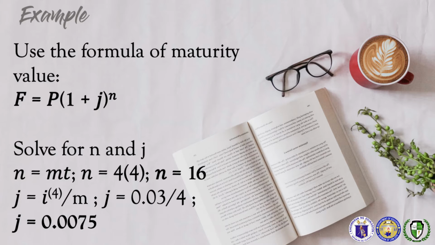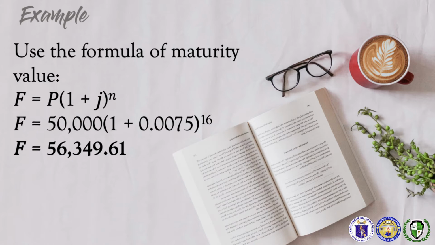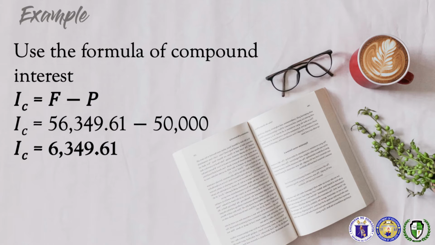J is equal to I raised to 4 divided by M, which is 0.03 divided by 4, then the answer is 0.0075. Substituting now the values, we will obtain 50,000 times the quantity 1 plus 0.0075 raised to 16. We will get 56,349.61.